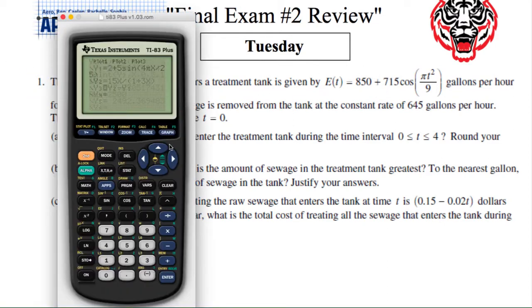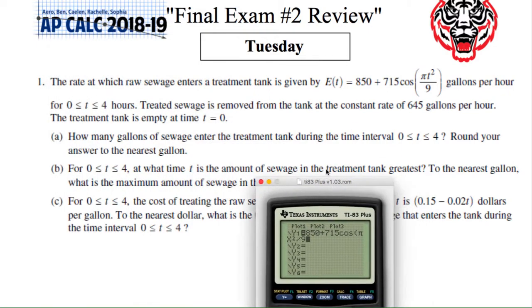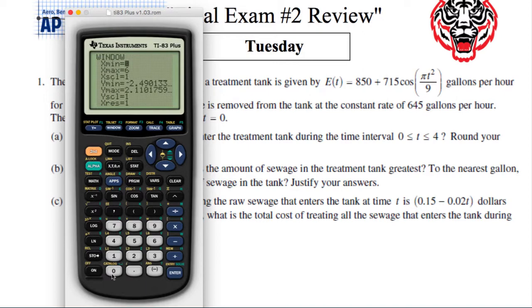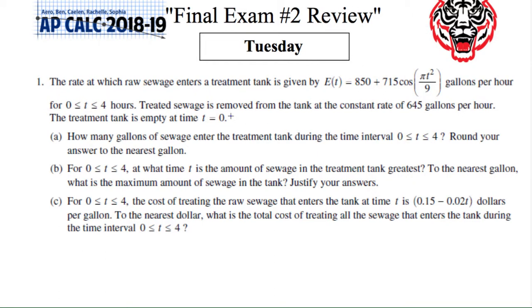So on our calculators, I'm going to clear all this stuff, clear, clear, clear, and I'm going to enter 850 plus 715 times cosine of pi x squared divided by 9. And my window is going to be between 0 and 4, it looks like. So I'm going to do that right now. Window 0 to 4. And I might as well just zoom 0 that and let it graph while we continue reading this.